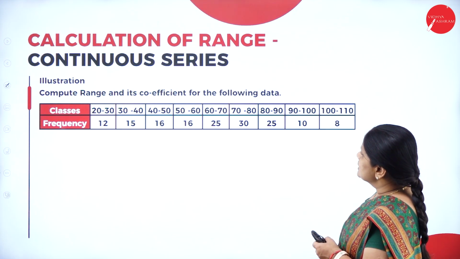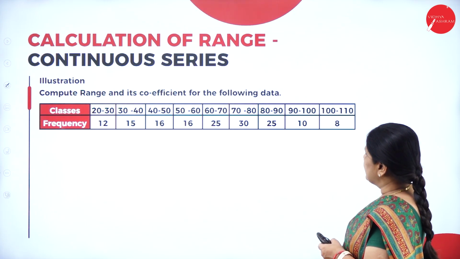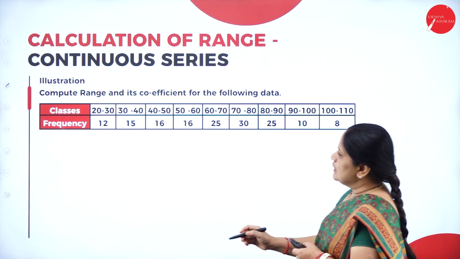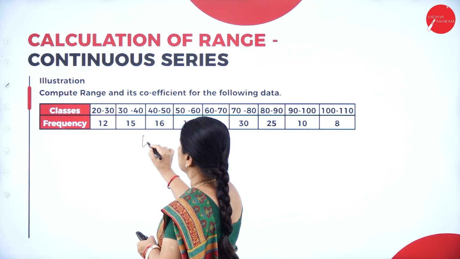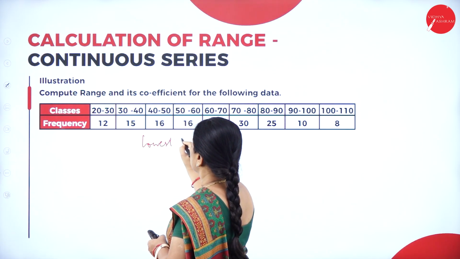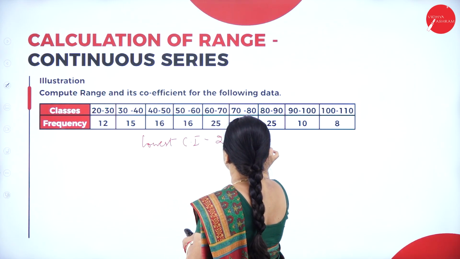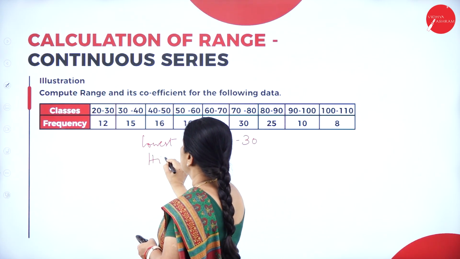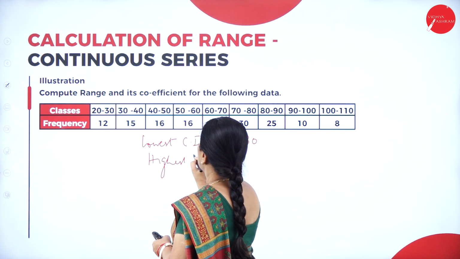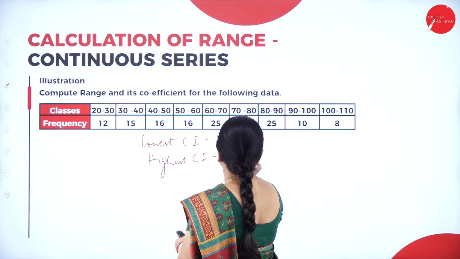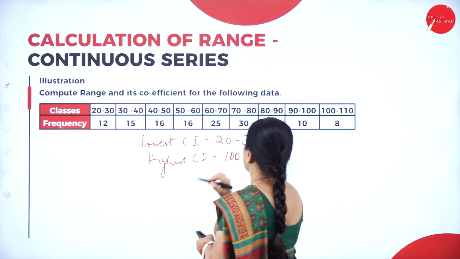Compute the range and its coefficient for the following data. So, they have given us the class intervals here. The lowest class interval equals 20 to 30 and the highest class interval equals 100 to 110.